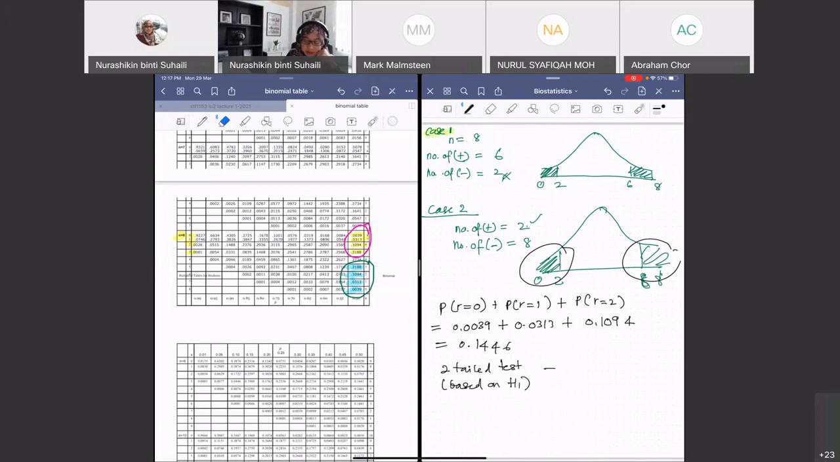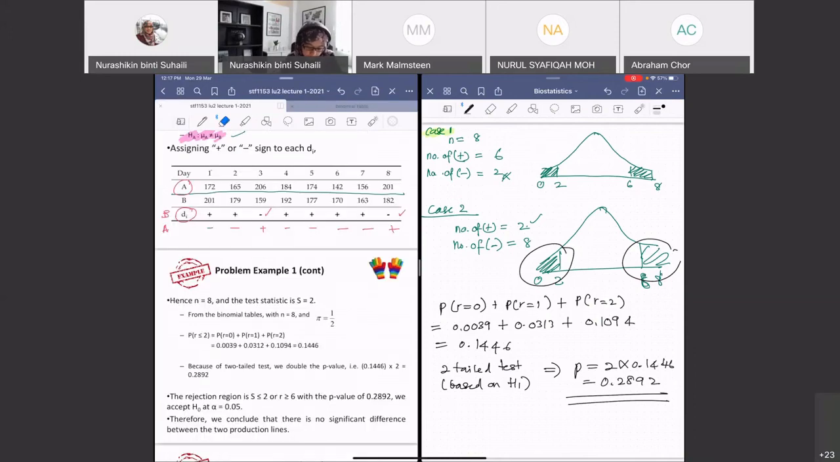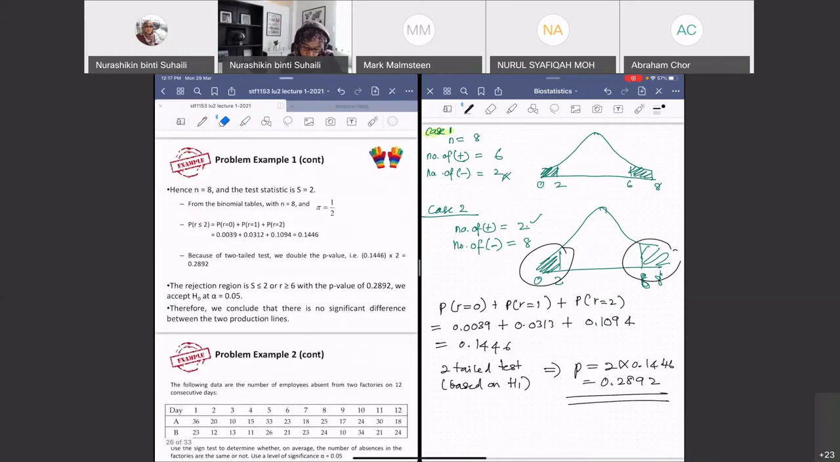Yeah, since it is two-tailed test based on your alternative hypothesis, so you have to multiply by 2. So 2 times P is equal to 2 times 0.1446. Let's give you the value of 0.2892. So that is your P value. Okay, right. So what's next?